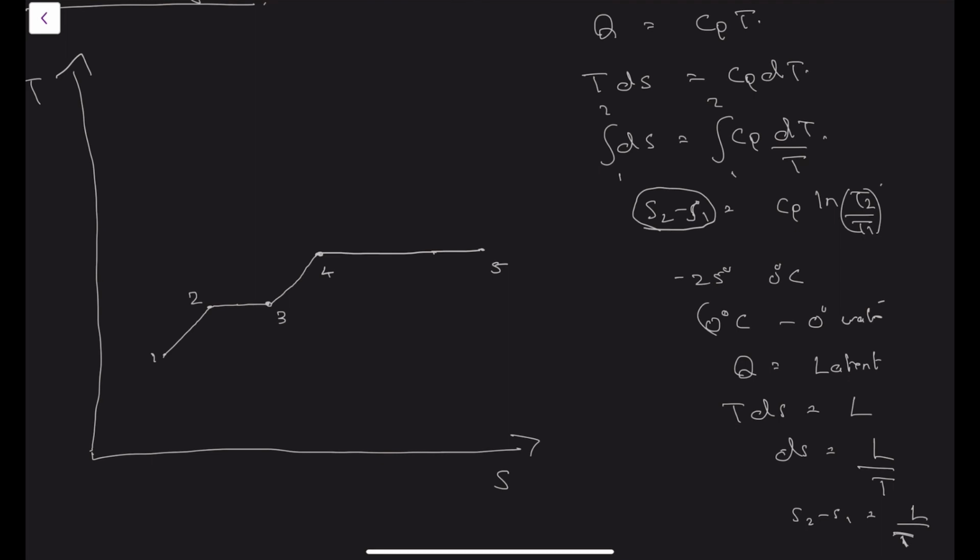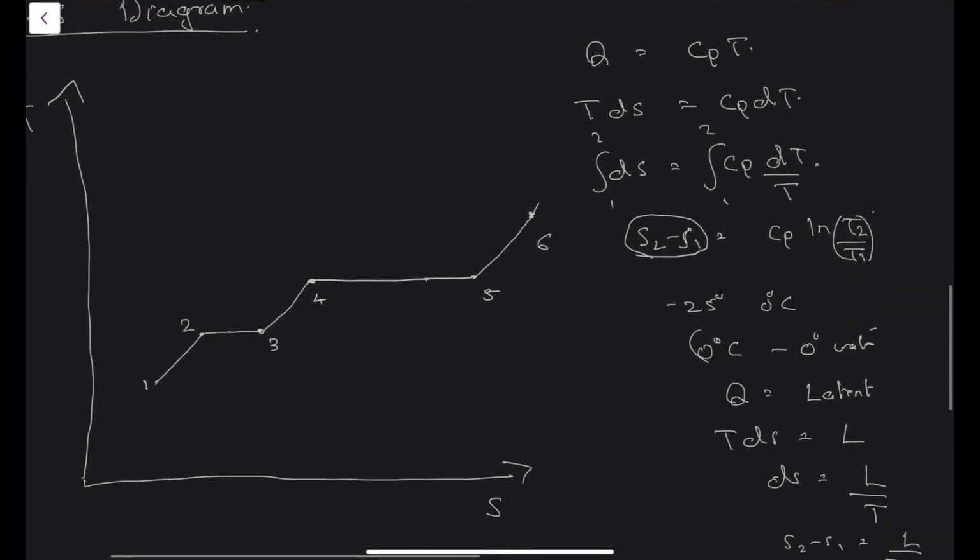If it is heated further, its temperature increases and entropy also increases. Now it will become 5 to 6. Okay, so this is how you show a constant pressure heating. So here throughout the pressure is constant. You need to keep that in mind. We are using a constant pressure heating. Okay, so you will get 1 to 2, 2 to 3, 3 to 4, 4 to 5, 5 to 6, like that.